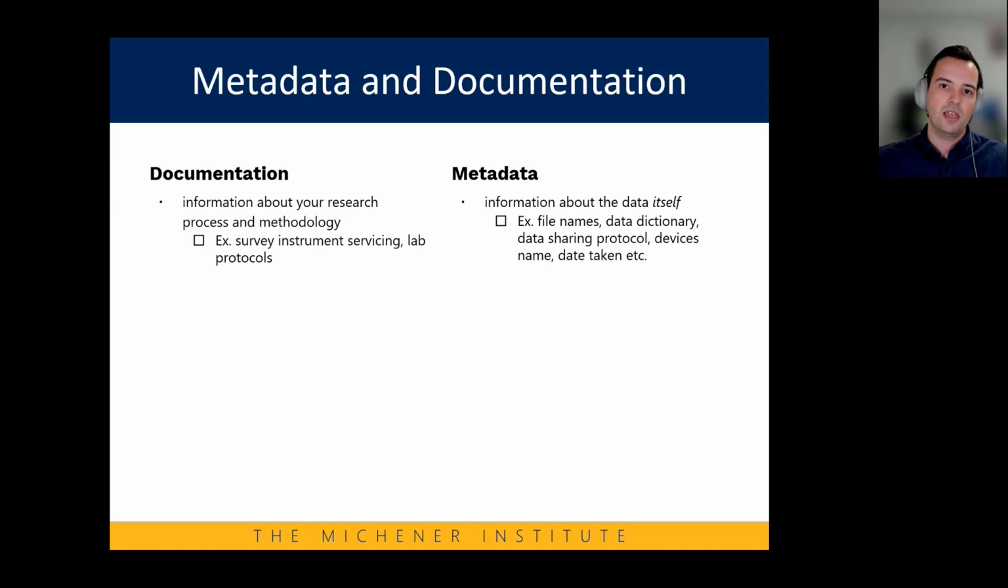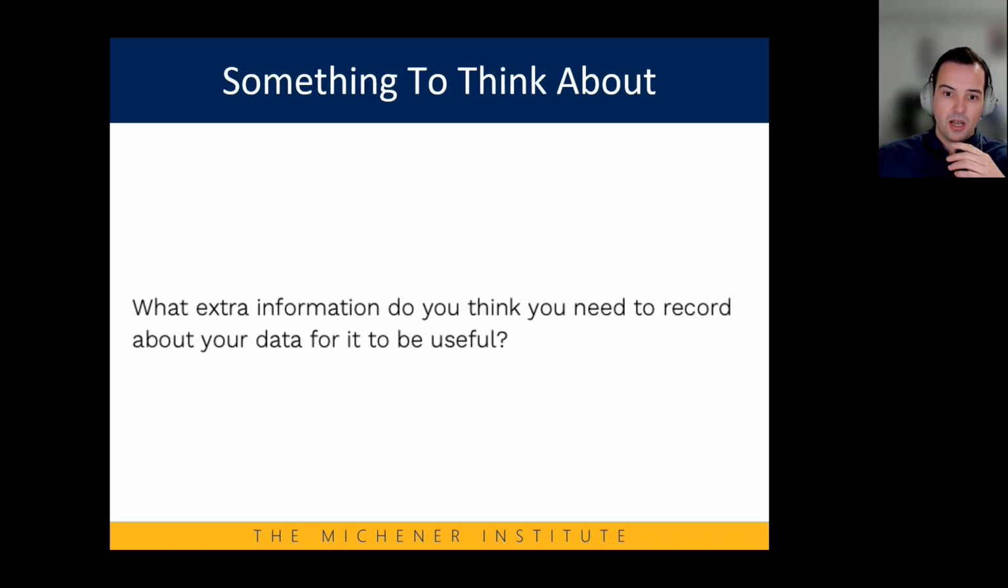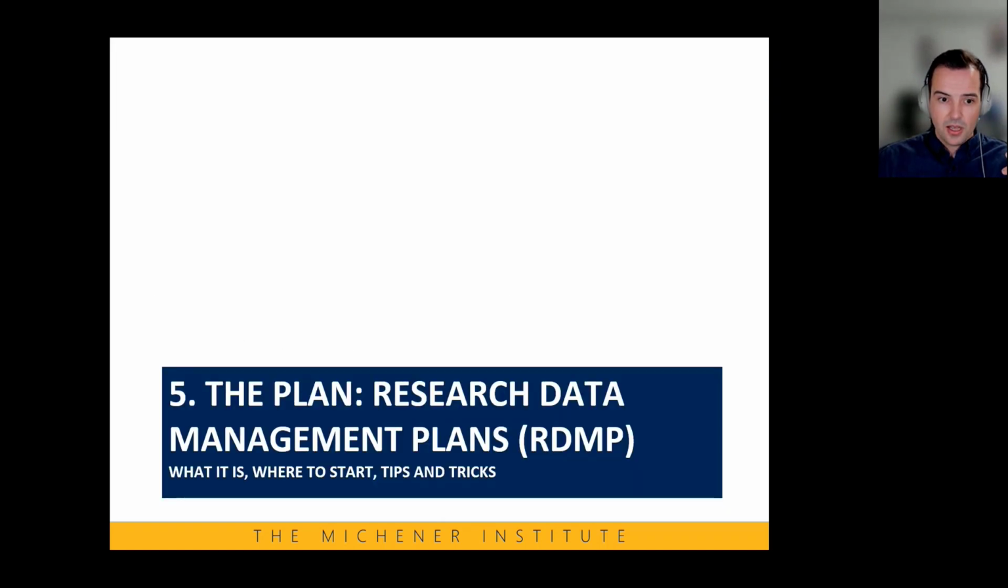And so if you do that in your research data management plan, you should be aware of the information that you're losing. And ideally, you should have a plan that allows that information to carry forward. So something to think about throughout the rest of this presentation is what extra information you would need to record about your research data if I, for instance, were interested in recreating your results and recreating your data.